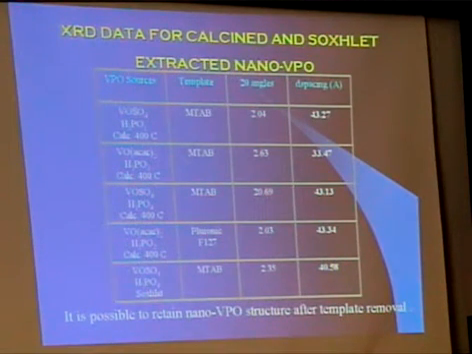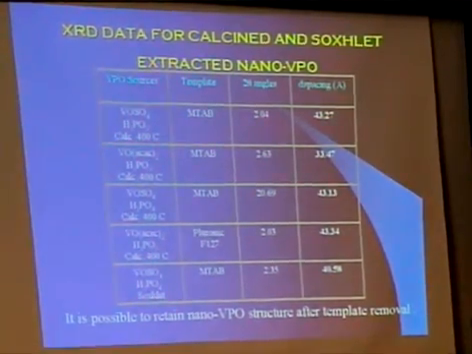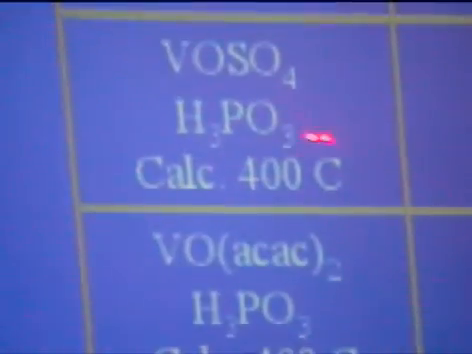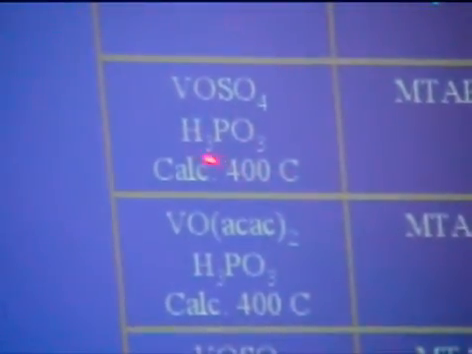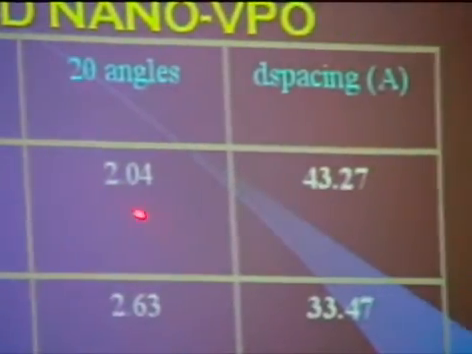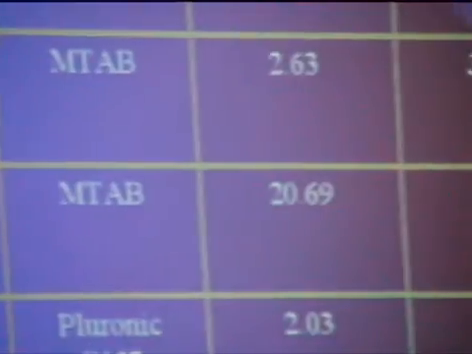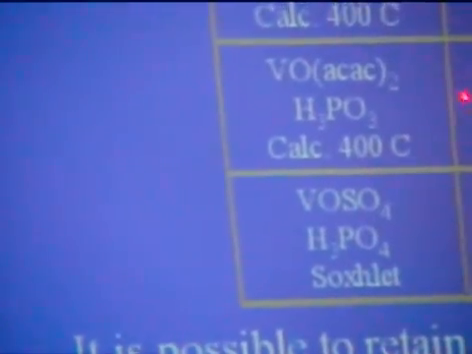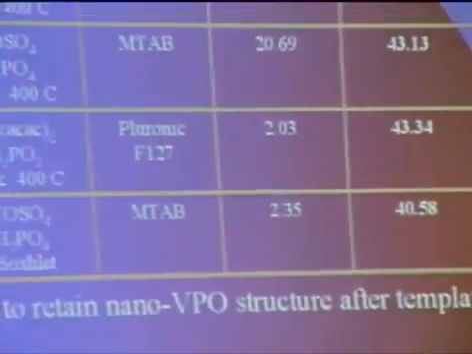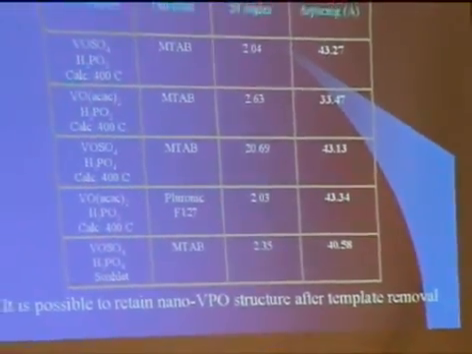Now, after template removal, I'm showing here some XRD data, basically showing the most intense reflection for these materials after calcination, different samples, with different vanadium and phosphorus sources. Here we have the d-spacing that corresponds more or less to these two theta angle reflections. As you can see, we have used different templates. This is the cationic template, the first approach I talked about. Pluronics is a non-ionic template. So using both approaches it is possible to retain the nano-VPO structure even after we remove the template.